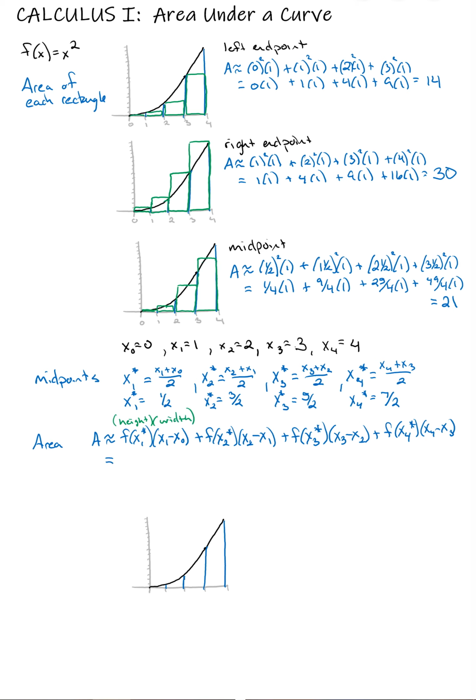We could actually rewrite this as the summation instead of writing all of those terms. This is the sum, k goes from 1 to 4 of f of x sub k star times, now this width we call delta x sub k. So remember delta x, if you remember that notation, this is the change in the x values.